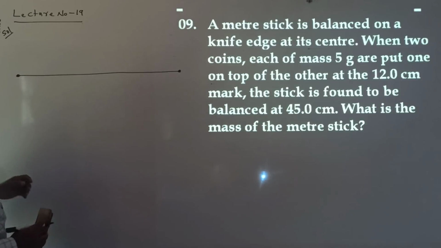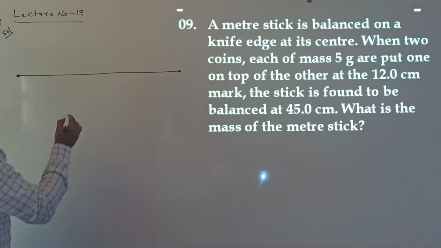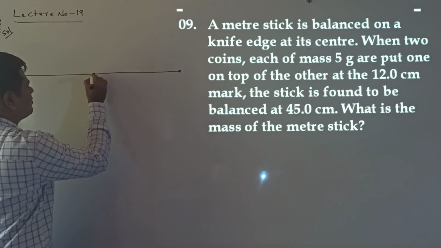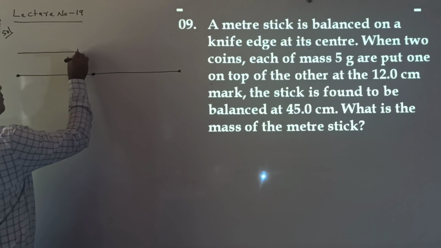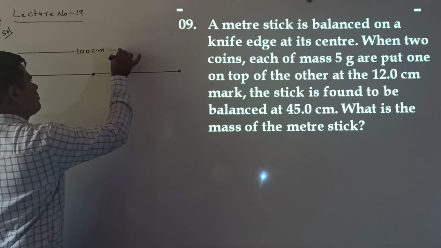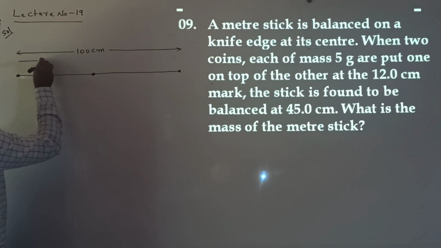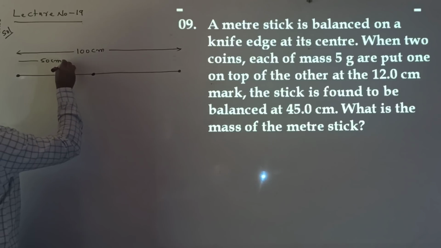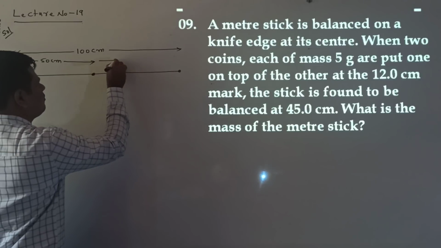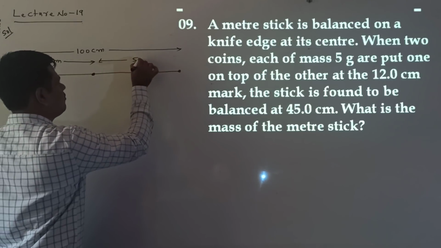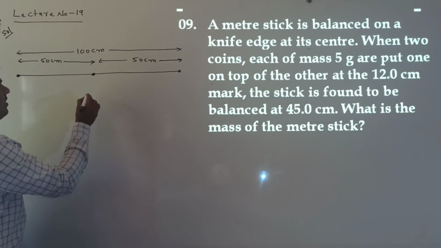Consider the meter stick. First of all, it is balanced at the center. Center means the weight is acting here. Totally this is 100 centimeter length. From the center to this end is 50 centimeter, and from this end to the center is also 50 centimeter. Okay, clear. Now the weight is acting here.